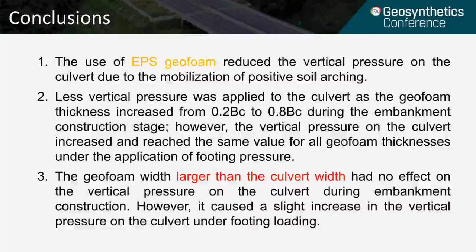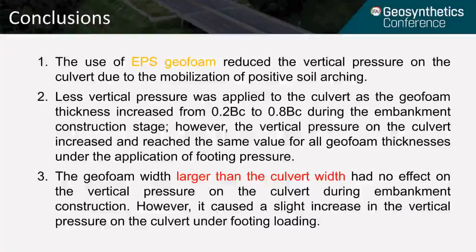So in conclusion, the use of EPS geofoam reduced the vertical pressure on the culvert due to the mobilization of positive soil arching. Also, less vertical pressure was applied on the culvert as the geofoam thickness increased from 0.2 to 0.8 BC during embankment construction. However, the vertical pressure on the culvert increased and reached the same value for all geofoam thicknesses under the application of footing load, as we saw previously.